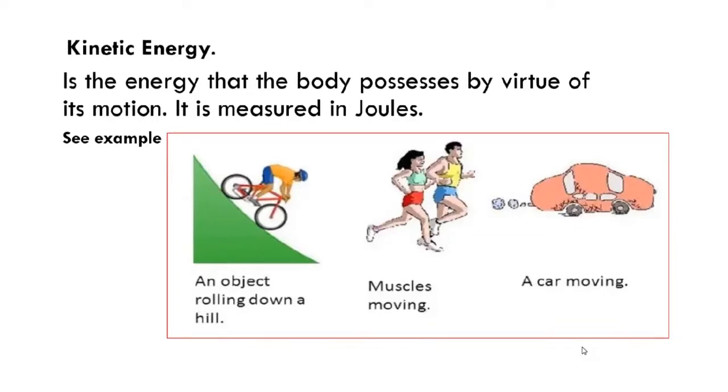A person running is possessing kinetic energy. A car which is moving, it's no longer parked, it's now moving, so it's possessing kinetic energy. There is movement which is taking place, so that is kinetic energy. And we need to remember that for kinetic energy, and all forms of energy, they are measured in joules.